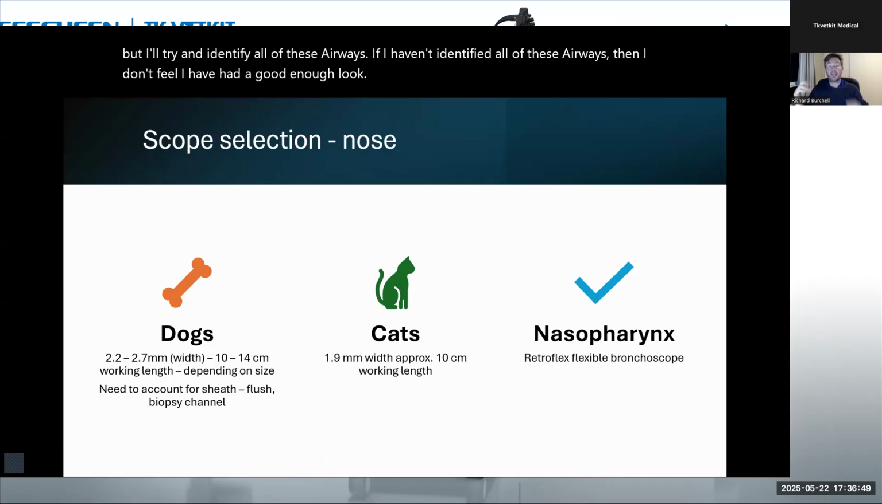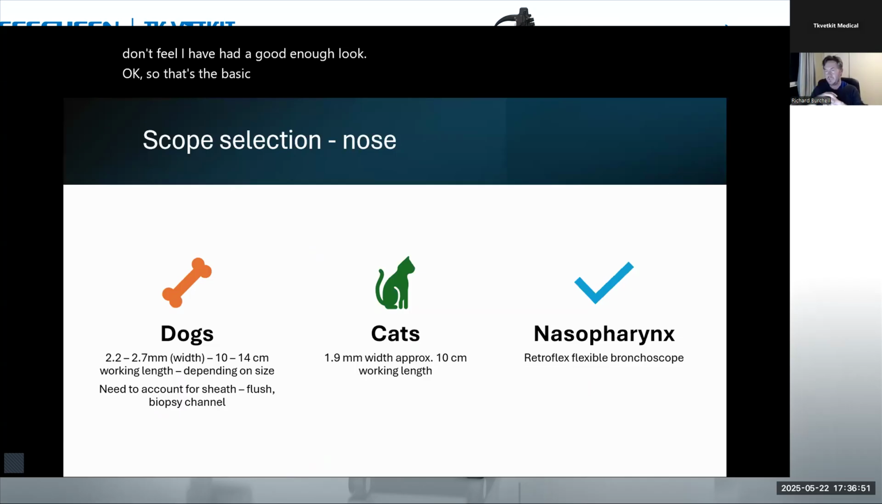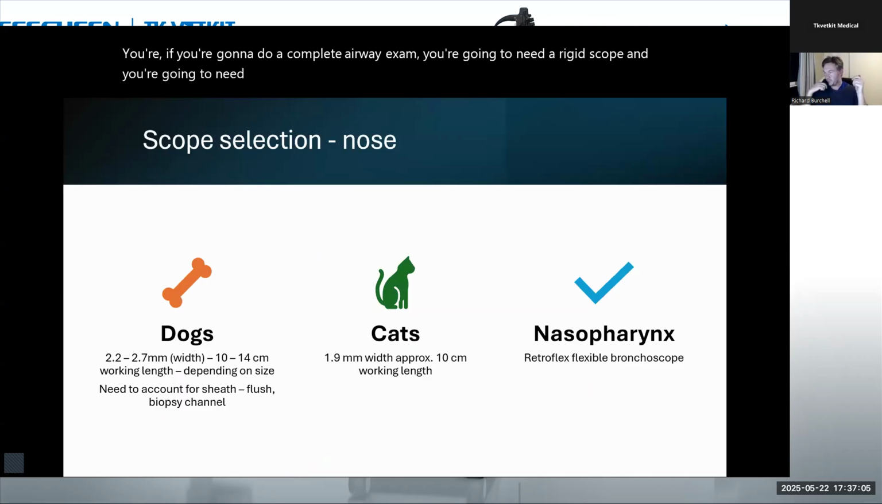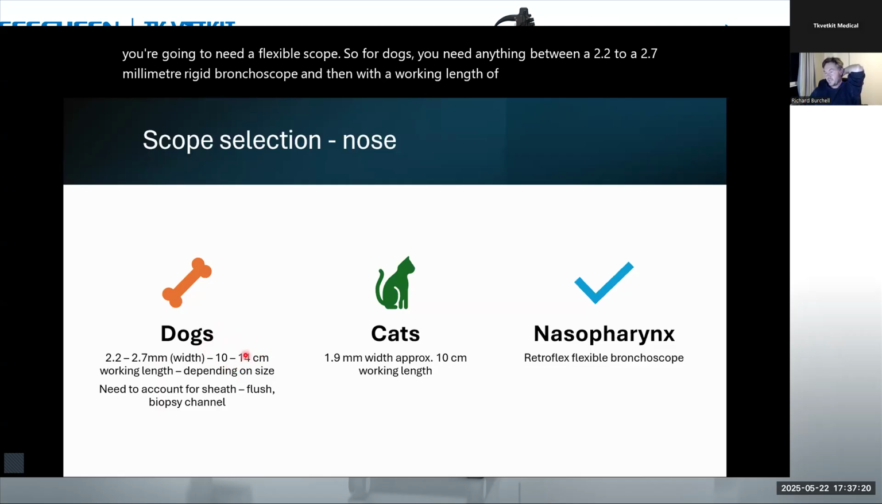Okay, so that's the basic anatomy. Now, what do you need to go and have a look? Well, if you're going to do a complete airway exam, you're going to need a rigid scope and you're going to need a flexible scope. So for dogs, you need anything between a 2.2 to a 2.7 millimeter rigid bronchoscope, and then with a working length of about 10 to 14 centimeters.